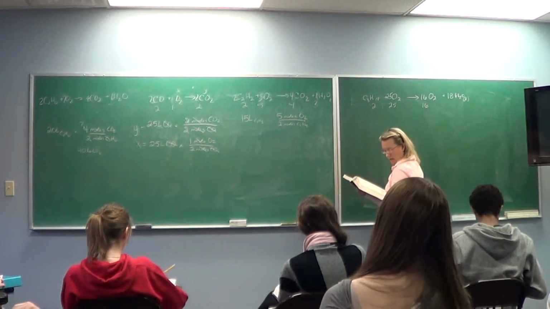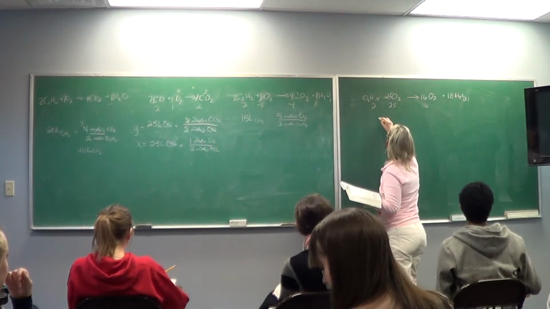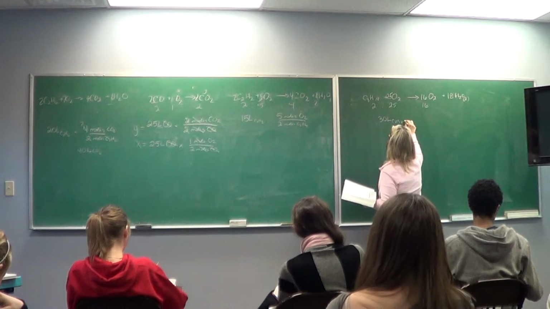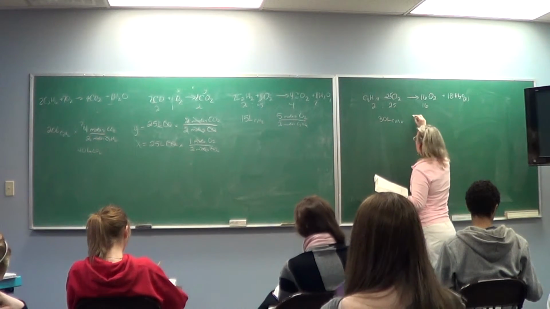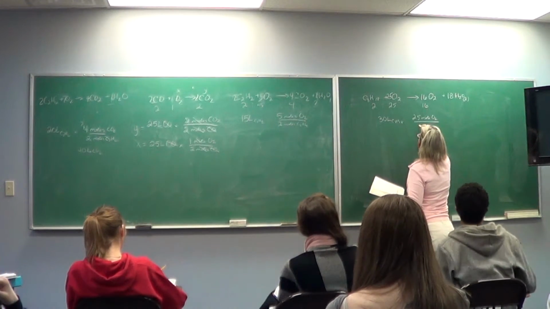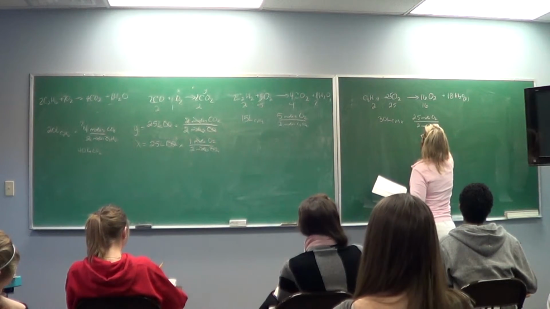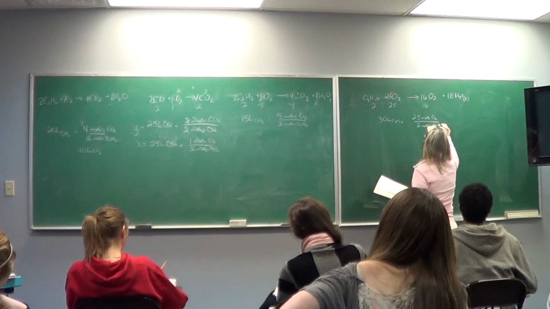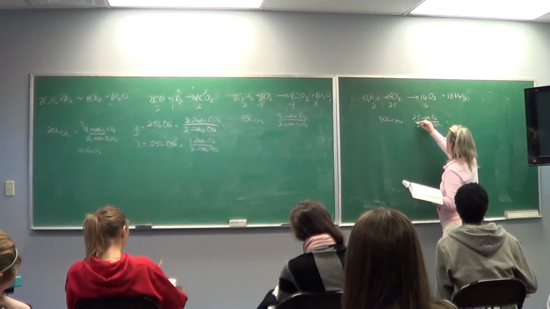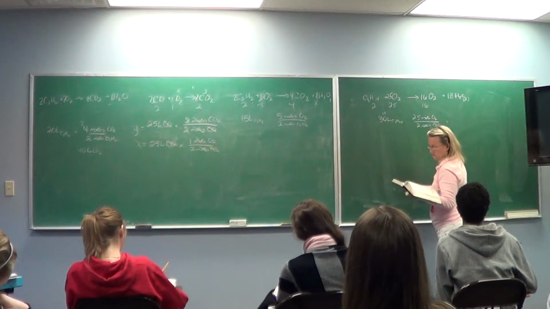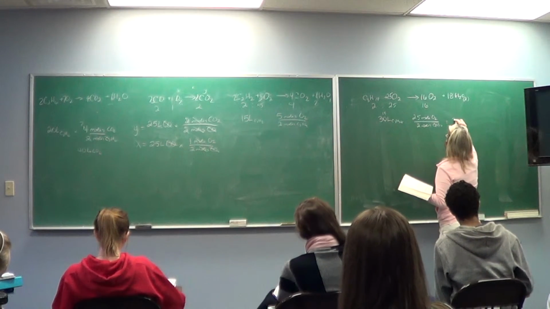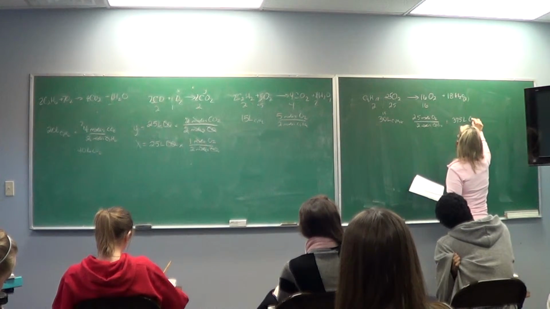It says 30 liters of octane vapor, so we have 30 liters of C8H18 times the mole ratio of 25 moles of O2, which is what we want to know, over 2 moles of C8H18, and that equals 15 times 25, which equals 375 liters of oxygen.